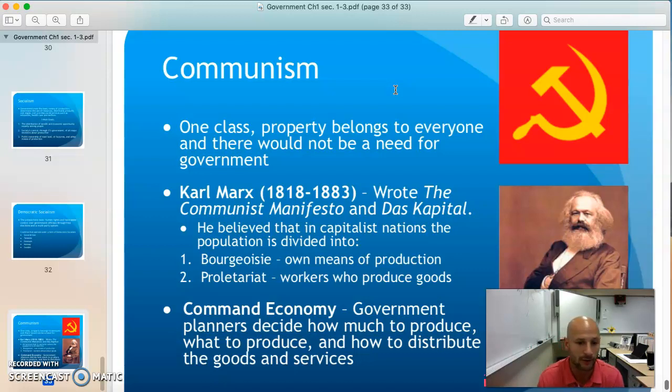And when Karl Marx was coming up in the late 1800s, and when he lived, he started to see this happening all over the world: this abuse between the bourgeoisie class and the proletariats. We can look at it in America between the capitalistic businesses and the workers in the late 1800s, with the Carnegies and Rockefellers. He believed that in capitalist nations, the population is divided into two groups.